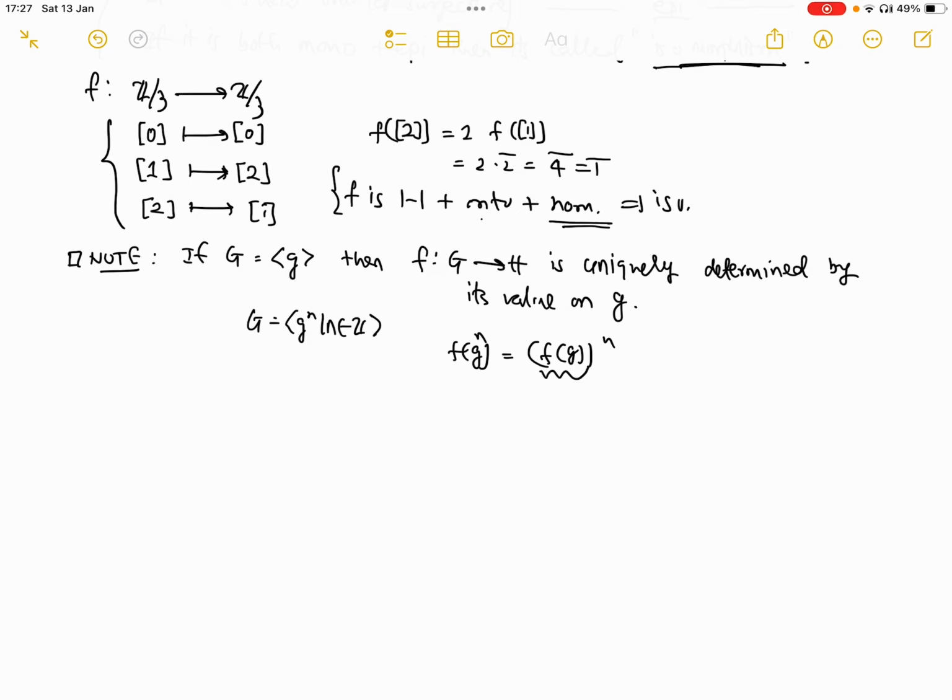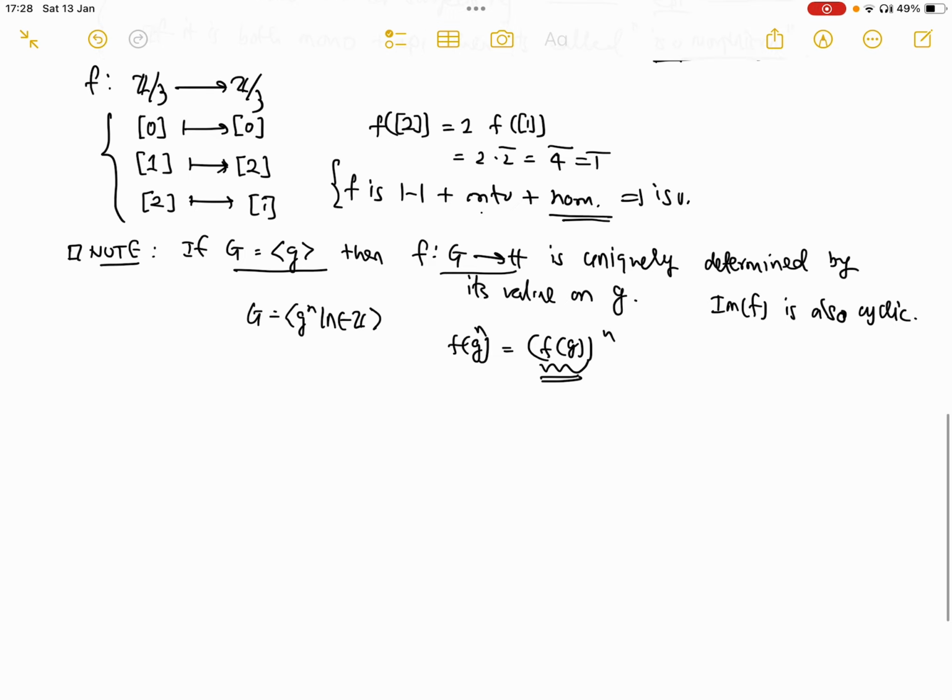And moreover, here G is cyclic, f is a homomorphism, so the image of f is also cyclic. That is obvious because it is generated by f of G. Because any element would look like some power of f of G. So yeah, that's a basic thing to note.